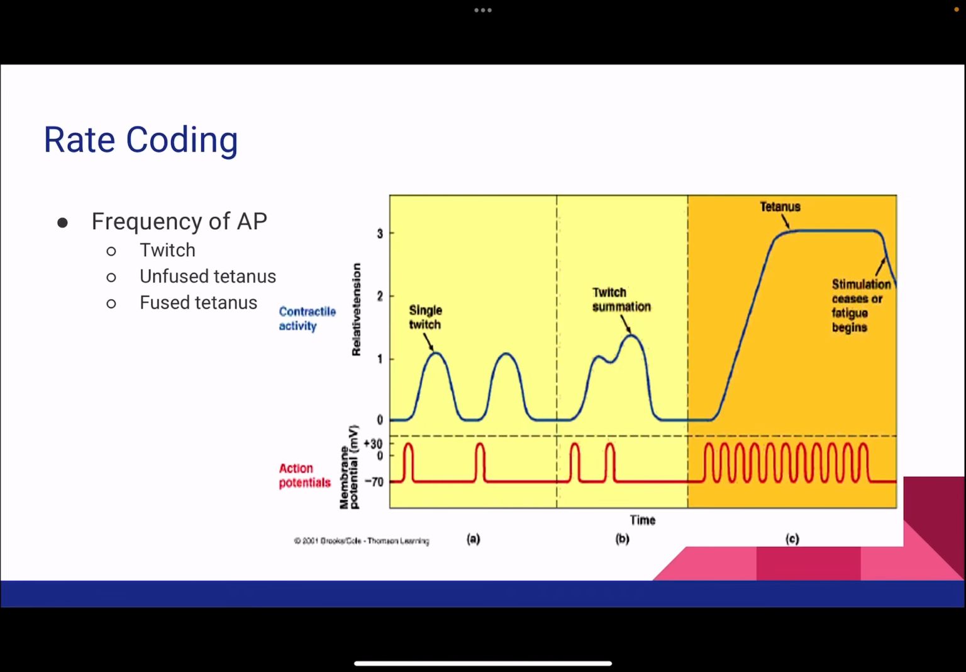Rate coding is the frequency of action potentials being transmitted. A single action potential will cause a twitch to occur. Multiple action potentials can create multiple twitches, with each successive twitch producing more force. This is known as unfused tetanus. Finally, fused tetanus occurs when the rate of action potentials is so high that rather than twitches, a prolonged muscle contraction occurs, producing significantly higher amounts of force.